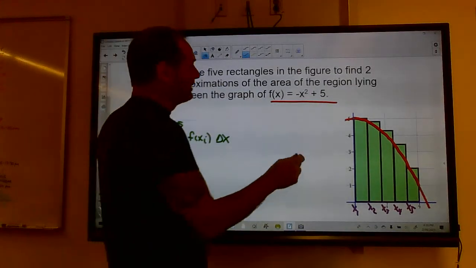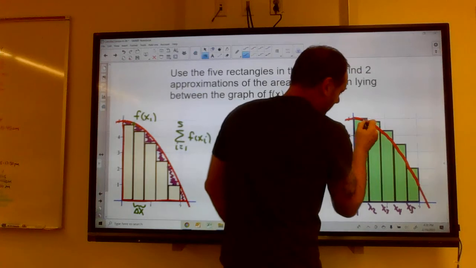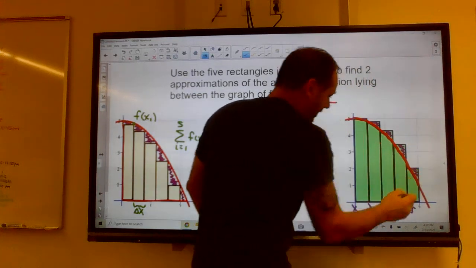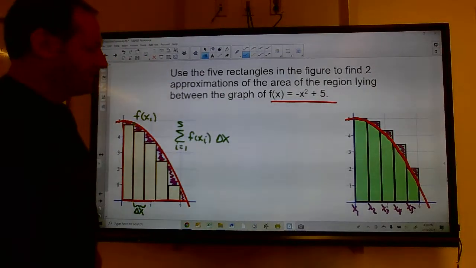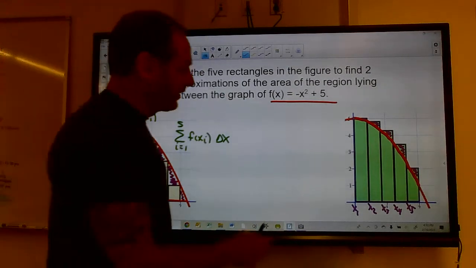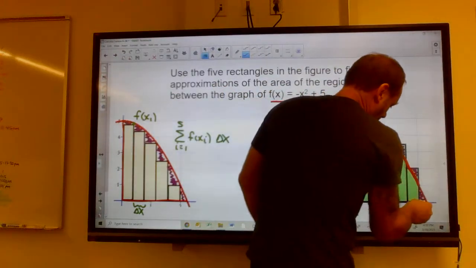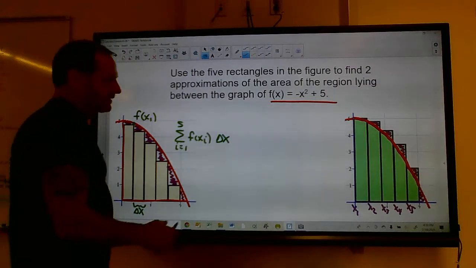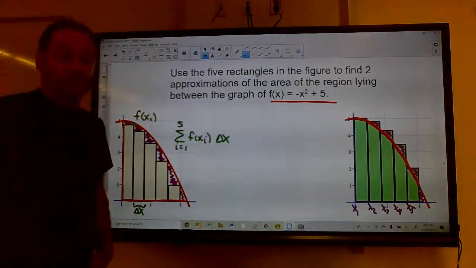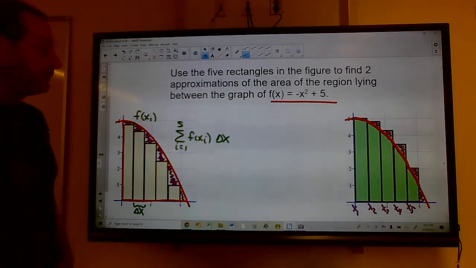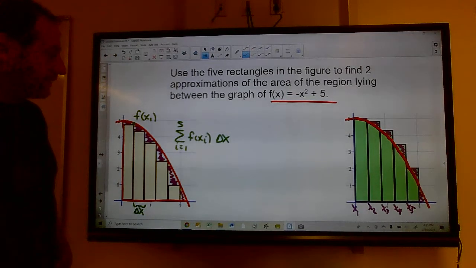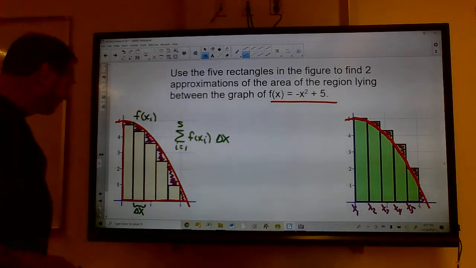Now this one is going to be too big because I'm going to have the area here, here, here, here, and here that is not included. And this is also not included. So I have some error in this. But what I could do is I could take this and average those, and I'm going to be really close to the area under this curve.